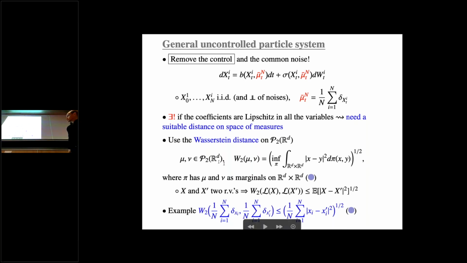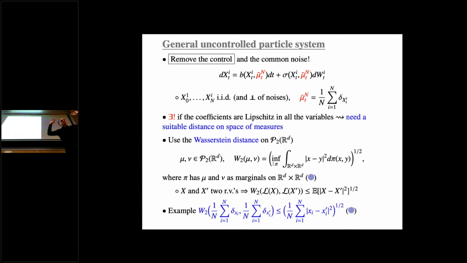And so now you minimize over pi, which is exactly what people do in optimal transportation, and there are experts of optimal transportation in the room. So you want to minimize the L2 distance between the first and the second coordinates.